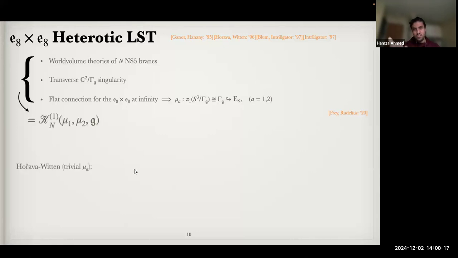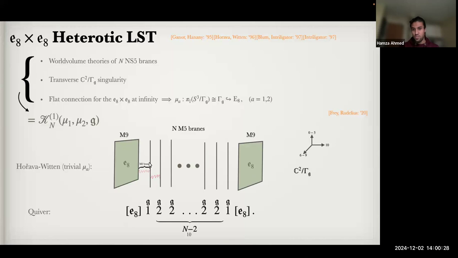Another interesting way to represent these theories is via the Hořava-Witten picture in M theory. We use the heterotic M theory duality, and for trivial flat connections, we have the following picture. We have the NS5 branes, which in the strong coupling limit go to M5 branes. Then there can be certain M2 branes that stretch between the M5 branes, which are essentially the strings of the LST. If you bring the M5 branes on top of each other, you are at the LST fixed point. And then you also have these E8 factors realized on the M9 branes.